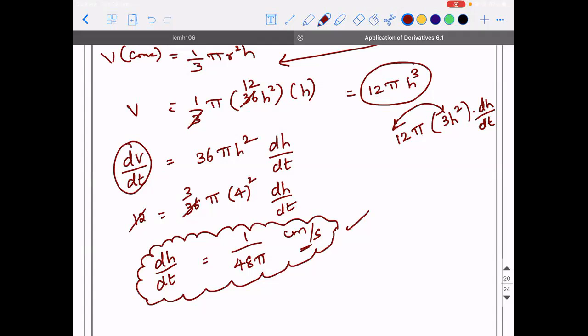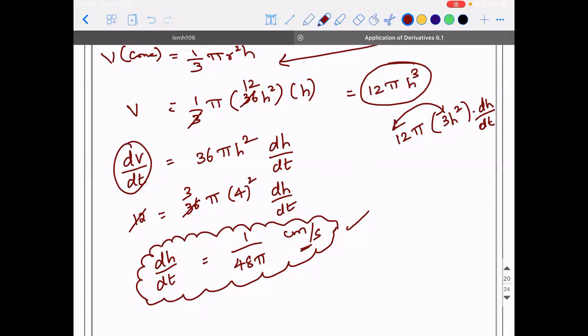I have a doubt. Tell me. Suppose if they don't give relation H is equal to 1/6 R, what should we do, sir? You cannot solve this problem. Question is incomplete. That's it.